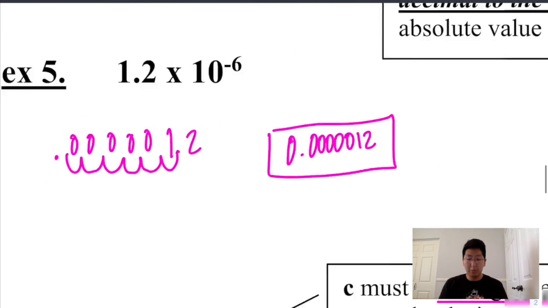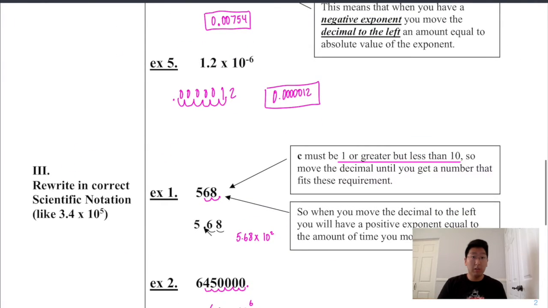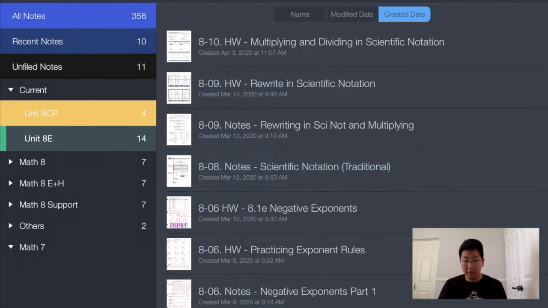So here are some more examples. Just go through it on your own. You could pause right here and just go back if you really need to, but there you go.